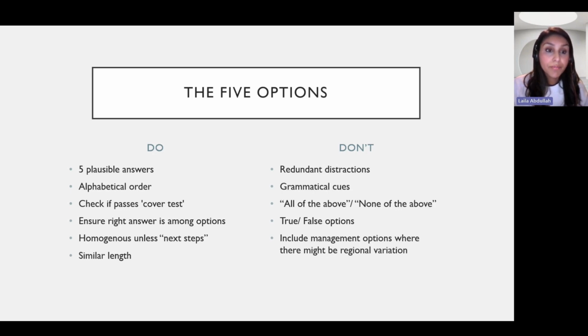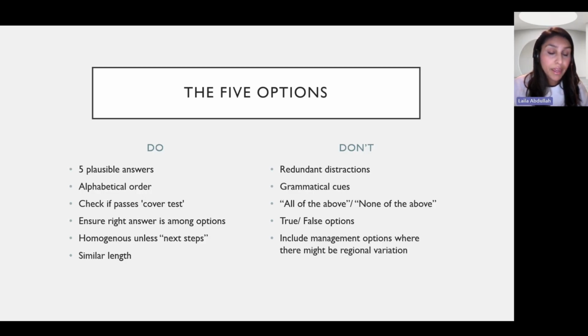Make sure that the question itself passes the cover test. So this is where the options are covered up, and whoever's reading the question can formulate the clinical reasoning process in their minds and come to a diagnosis without looking at the options. And this is something that I often tell my students about, because it can help to answer questions as well. Sounds silly, but ensure that the right answer and the best answer is among the options, and try and make the options homogeneous, so either all management, treatment options, or investigations.